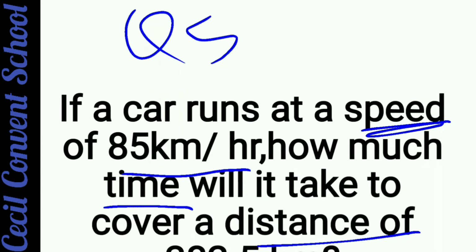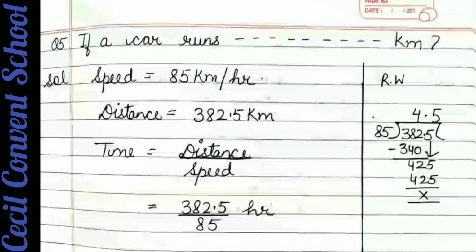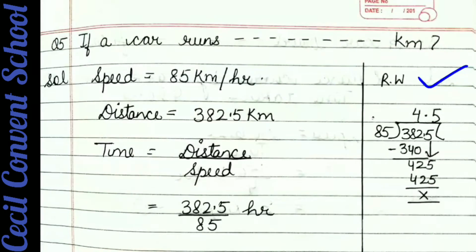So let's start with it. You have to write in this manner. I have even done a rough work for you. You have to do the rough work in the maths copy. Clear? Then you understand how we are getting the answer. So firstly we write speed is equal to 85 km per hour. Distance is equal to 382.5 km. Time is equal to distance upon speed. This is the formula we use here.